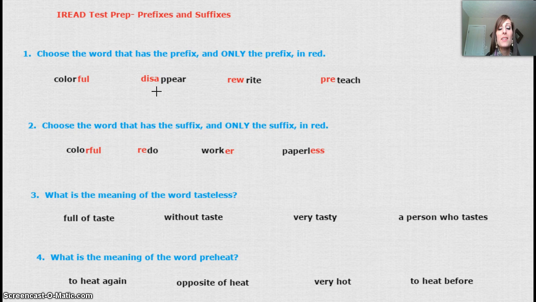Disappear. Dis is a prefix, but if you look closely, they have D-I-S-A in red. Dissa is not a prefix, so that can't be my choice either. Rewrite. Re is a prefix that I should already know by now, but they have R-E-W in red. R-E-W is not a prefix. That can't be my choice either. Pre-teach. Teach is a root word with pre added to the beginning of it. Pre is a prefix, and so therefore pre-teach is the answer that I'm looking for. Let's circle it.